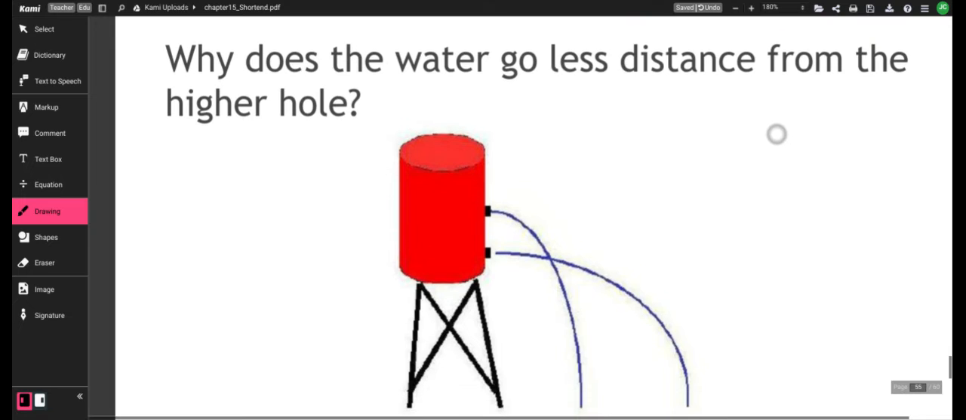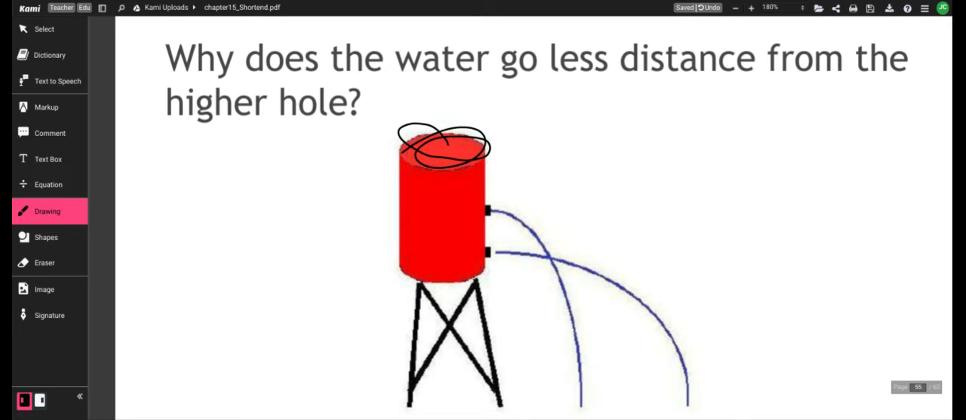Why does water go less distant from the higher hole? Well, there's a couple things that come out of this experiment here. First off, if there is a lid on top of this, if this is completely sealed, then water is not going to come out of these pipes at all. The reason is that gravity is going to pull down, and some of the water will originally seep out, but there would be a vacuum created at the top. So as the water starts pulling down, there's a vacuum at the top that is resisting the expansion of the water, the expansion of the lack of air in that chamber, and therefore the water will not flow.